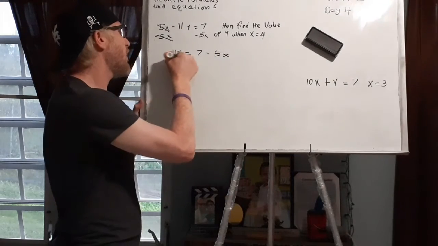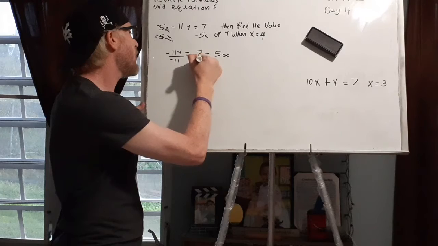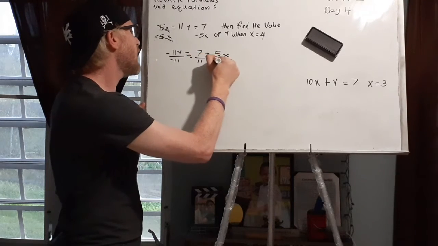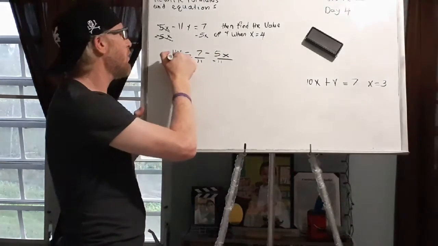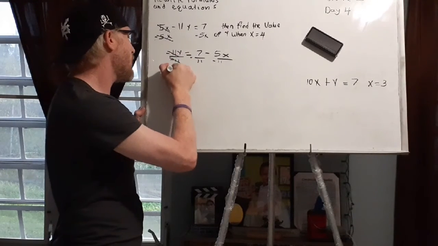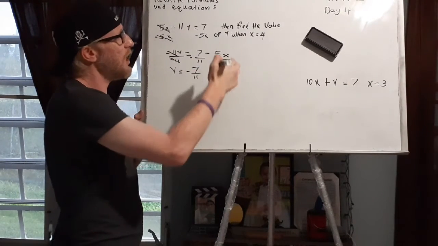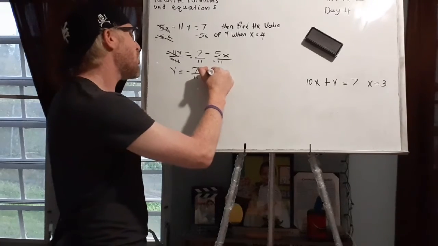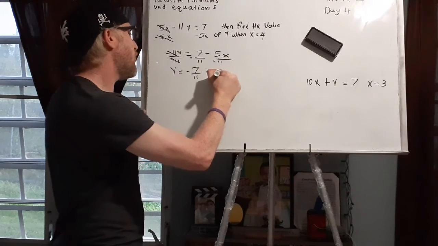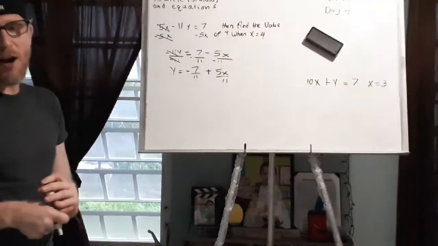And the next thing is to divide by negative 11. Okay, so that's what I'm going to do. Divide everything by negative 11 and everything by negative 11. So what's going to happen is that this side is going to cancel out, right? And that's going to be y equals negative 7 over 11. And what's going to happen here is that these two are going to cancel out, right? And it's going to be plus 5x over 11. And that's it. I solved my variable for y.